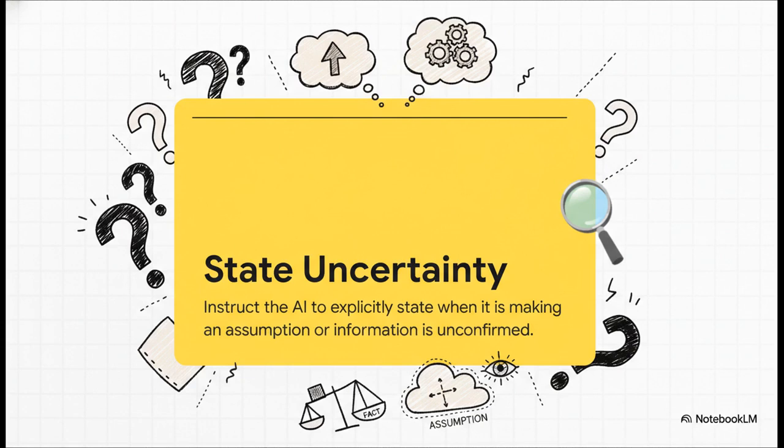Second, you can command the AI to flag its own uncertainty. You just tell it to explicitly state when it's making an assumption or when some piece of information is unconfirmed. This gives you a really clear signal of where you need to apply some extra scrutiny and maybe do your own verification.